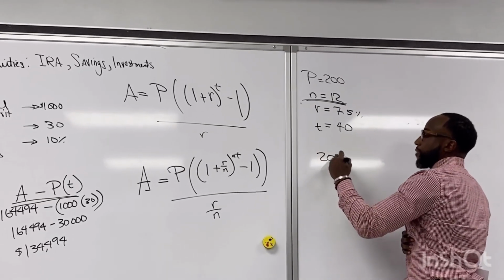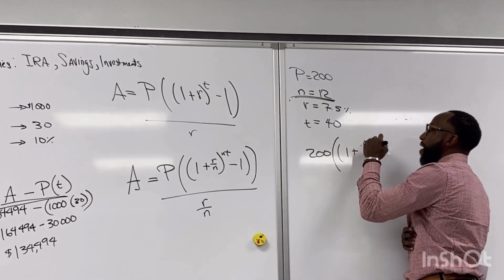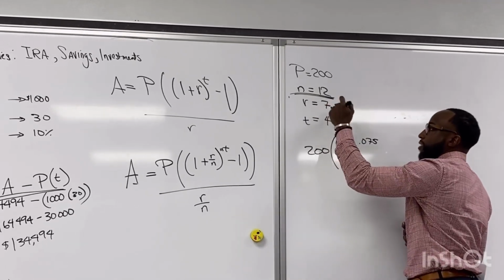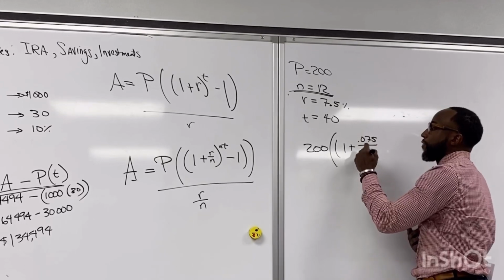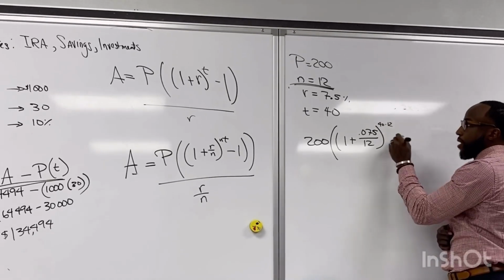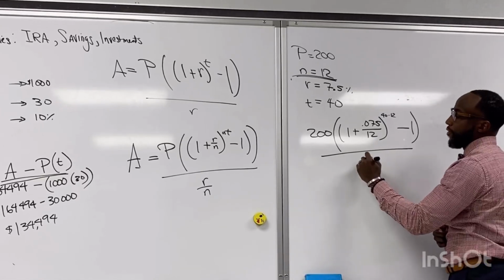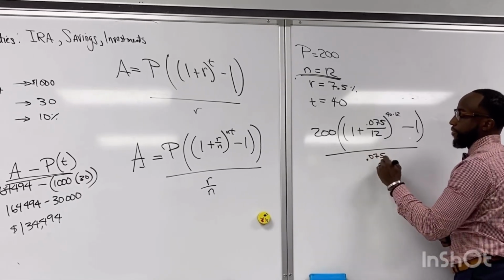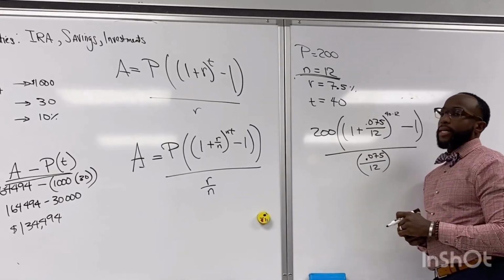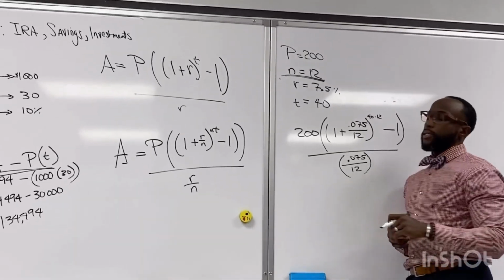So we got 200 times the quantity of 1 plus the rate, 0.075. Make sure when you change it to a decimal, you're paying attention to where your decimal is. Over number of payments, raised to the 40 times 12, all minus 1, all over 0.075 over 12, right? So again, it might be best to follow order of operations to figure this out. I need somebody to calculate for me.